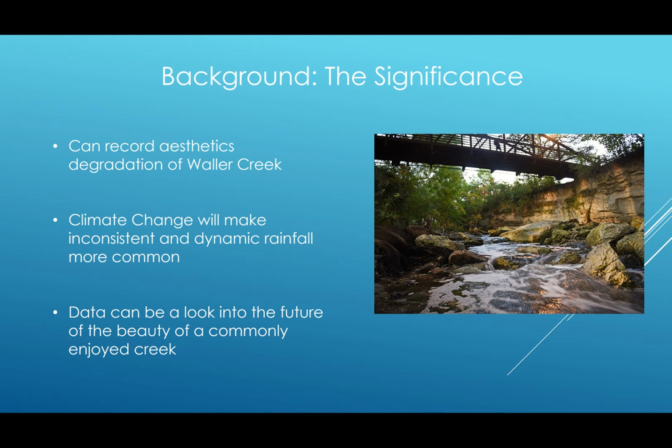And especially with climate change, which is going to be causing a lot more inconsistent weather patterns. So that means there's going to be more droughts, but there's also going to be more flash floods. So looking at how this rainfall is affecting the data, especially thinking in terms of climate change and how that's going to affect it, this data is going to be really significant in knowing the future of Waller Creek and how the community is going to be able to enjoy it.